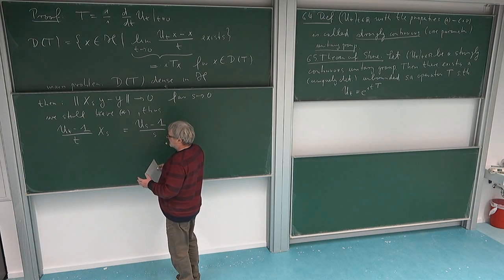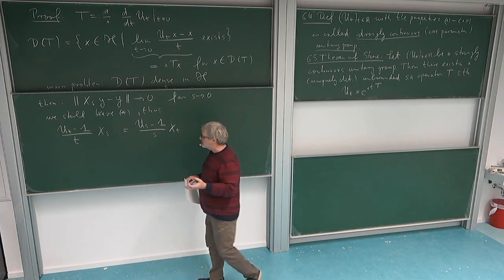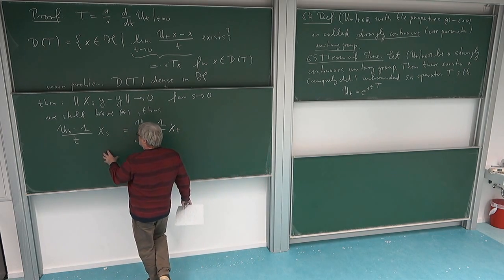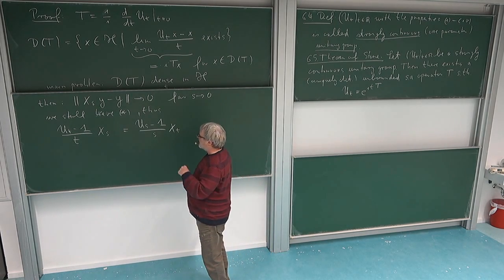Before, we could work on this equation and take the limit t going to infinity, because we knew that this goes to 1. Now we don't know this. What we only know is what happens if we apply these to vectors.